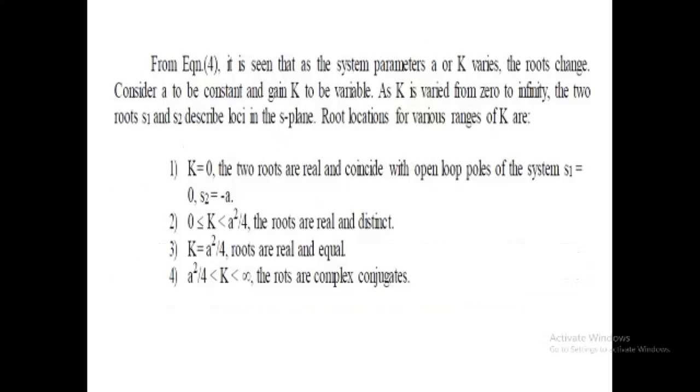The complex conjugate poles and zeros of the open loop transfer function have no effect on the location of the root locus on the real axis.